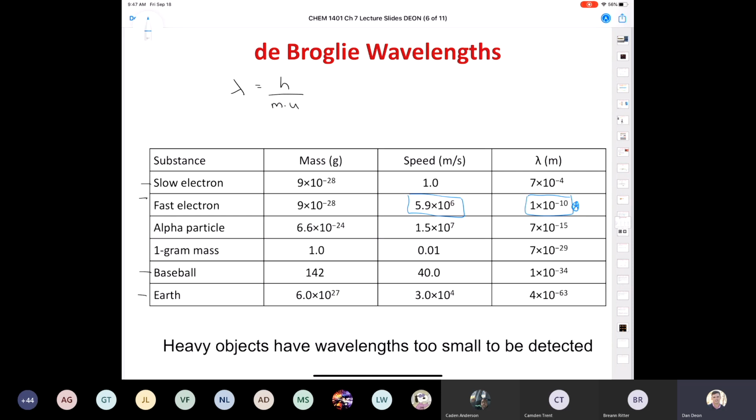If we take something like a baseball, a baseball is about 10 centimeters wide, maybe. So that's 0.1 meters. If we calculate the de Broglie wavelength of a baseball moving at 40 meters per second, so that's maybe the speed of a pitch, it's got this wavelength here.